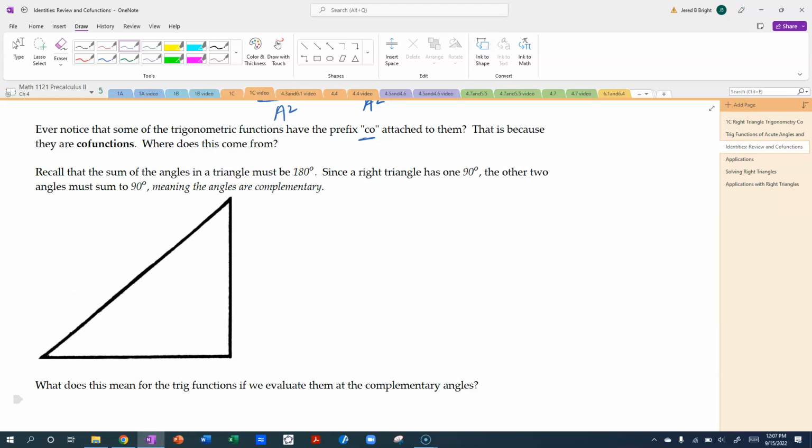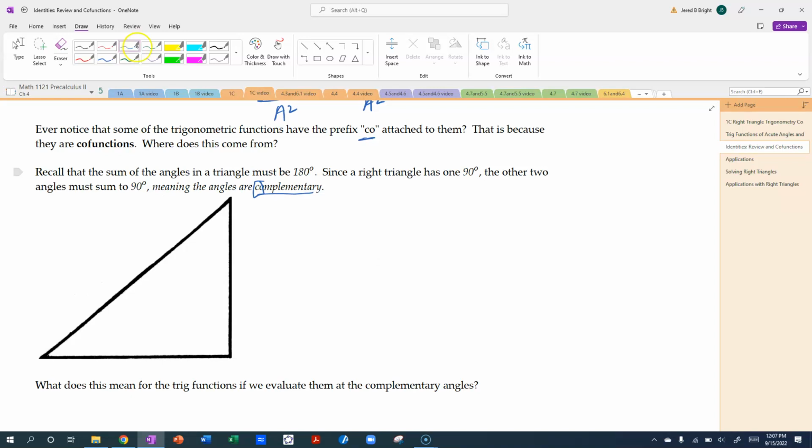Let's go through a process here. Angles in a triangle must sum to 180. In a right triangle, one has to be 90. The others have to add to 90, meaning that they are complementary. Notice there's a co in complementary. So let's look at this in more detail.